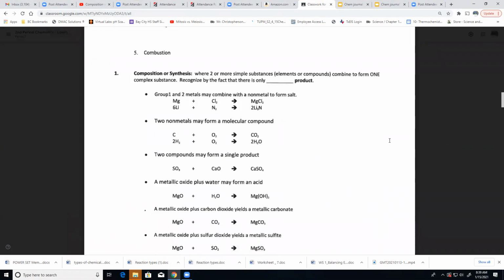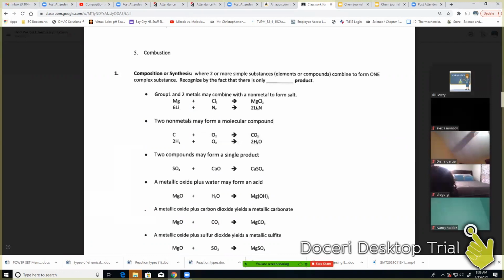All right, so the last one we have is called a combustion reaction. That's when we have a hydrocarbon, which is something that's just made of carbon and hydrogen, plus oxygen. You always have to have oxygen as one of the reactants. And this always produces the same 2 products. It always produces CO2 plus H2O. Always the same products.